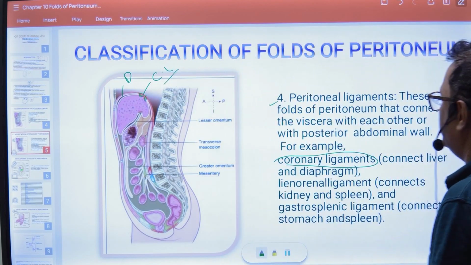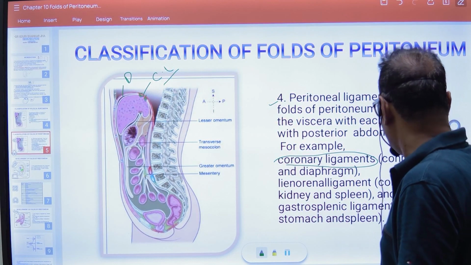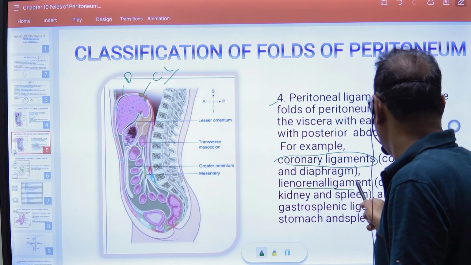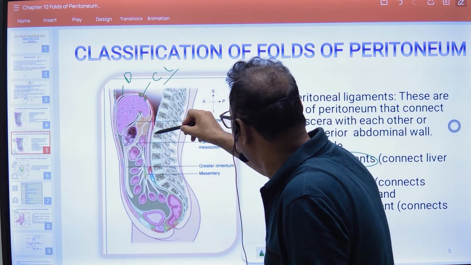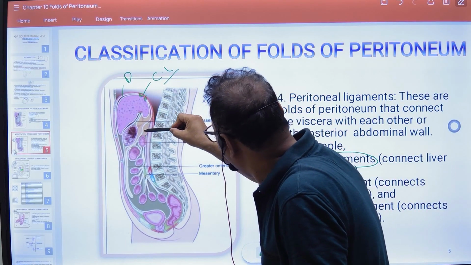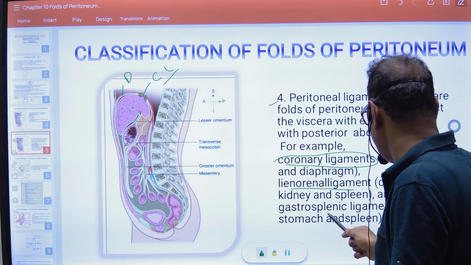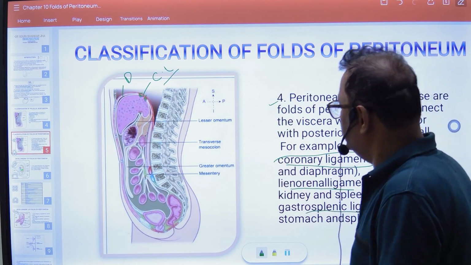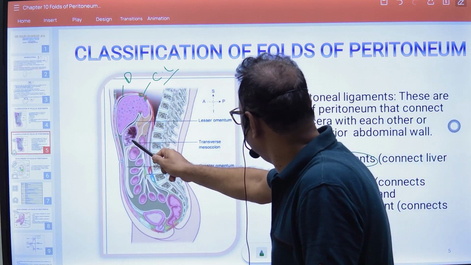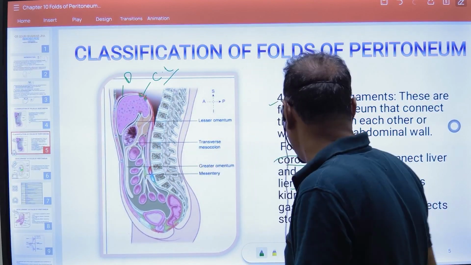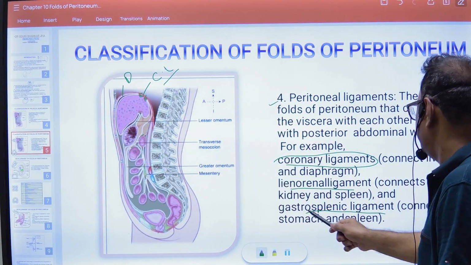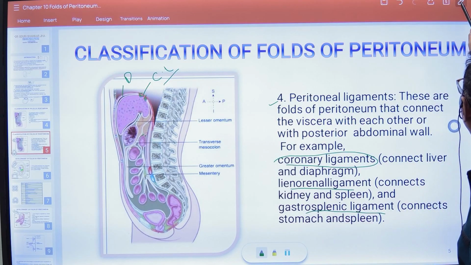Then we have got the lienorenal ligament, which connects the kidney with the spleen. We don't have the spleen over here, but the kidney is connected to the spleen by this one. And by the gastrosplenic ligament, the stomach is connected with the spleen.